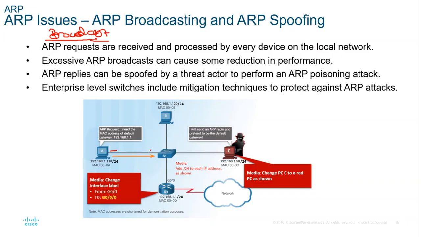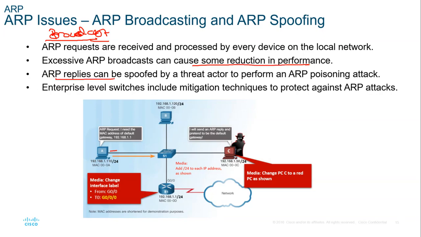And it's not only computer A that is going to do that. Even these other computers can initiate the request. If they keep doing that, then the network is going to be overwhelmed with those requests. And what is going to happen? The performance is going to go down, or the network is going to black out. Excessive ARP broadcast can cause some reduction in performance.